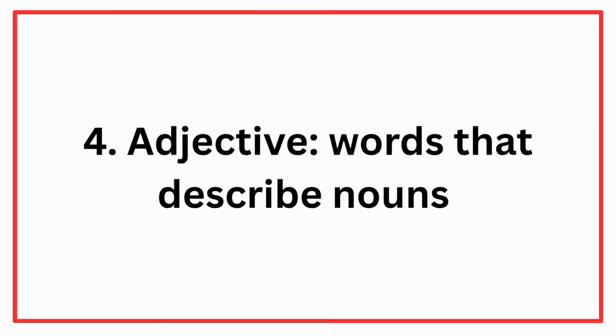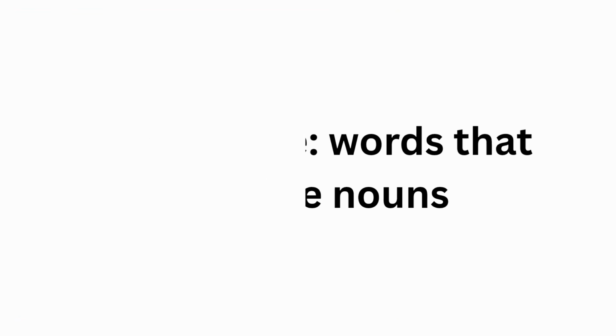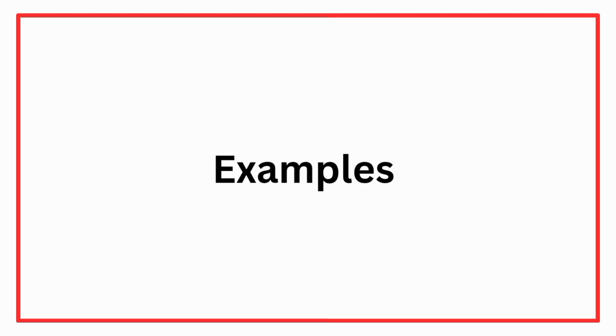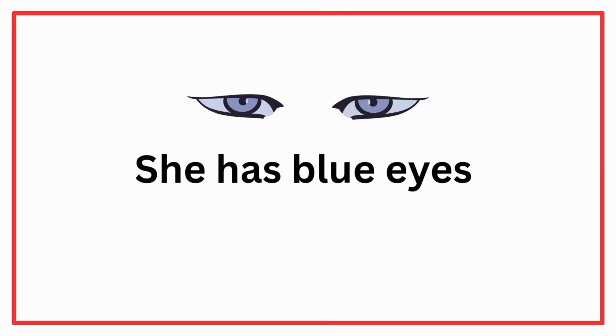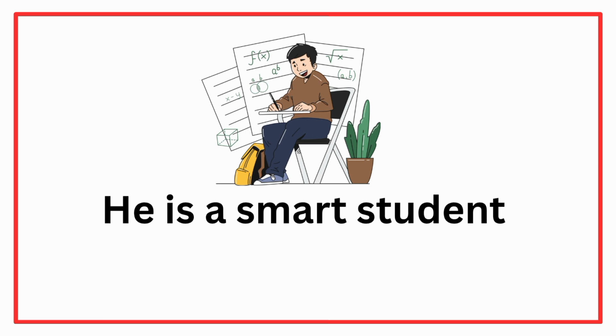Four. Adjective: words that describe nouns. Examples. This is a big house. She has blue eyes. He is a smart student.